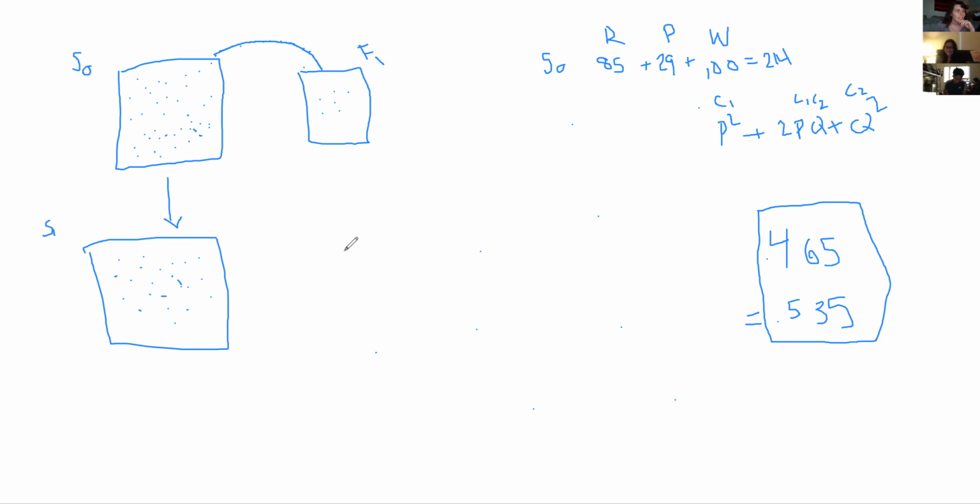Okay, so the expected frequencies are 0.216 for the C1, C1, 0.498 for the C1, C2, sorry, it's getting messier, and then 0.286 for the C2, C2. And remember, these are what we'd expect to see in S1 if we had Hardy-Weinberg equilibrium.